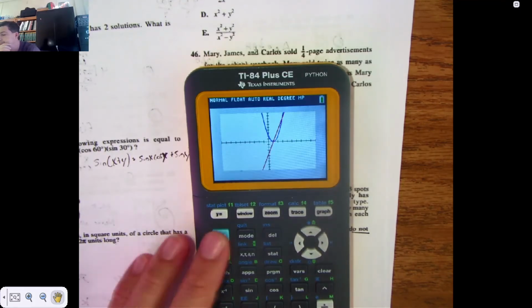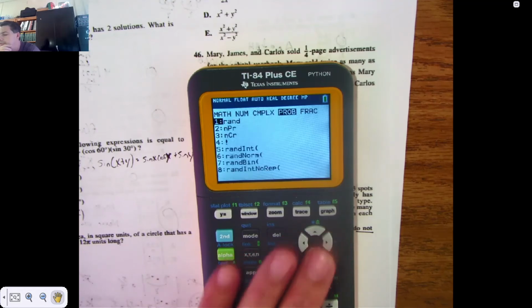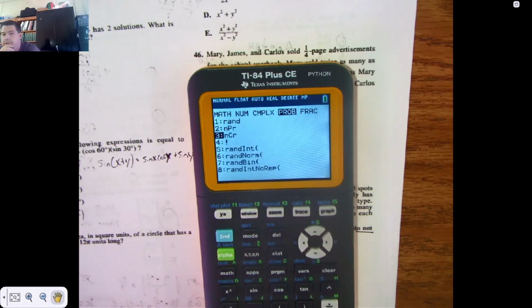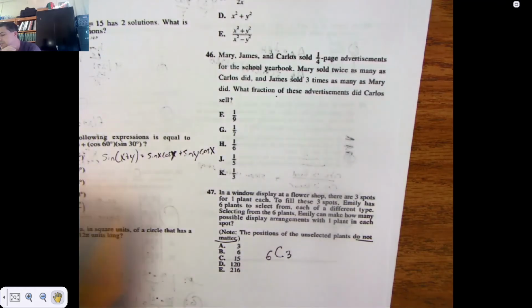TI-84 is out. You go to Math, Probability, and there she is, nCr. This was a 6 choose 3. 20 combinations. Which is an answer.